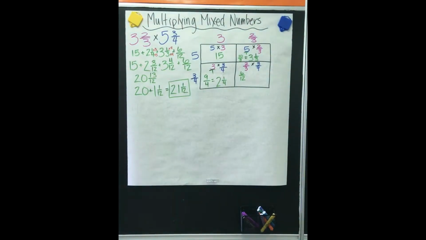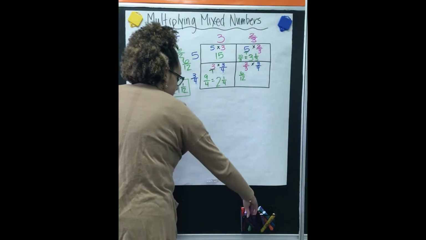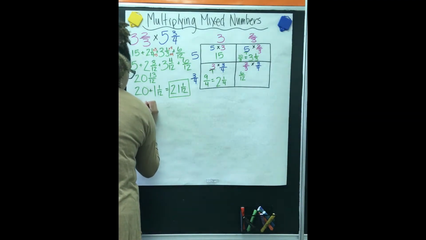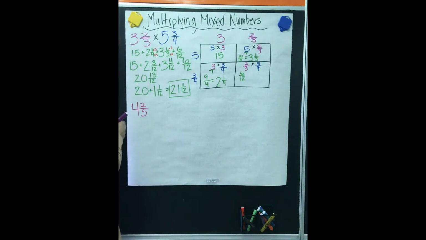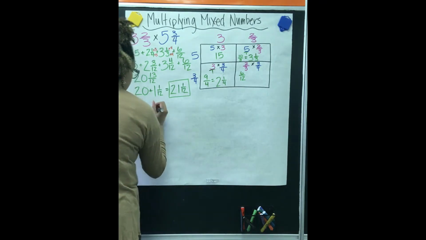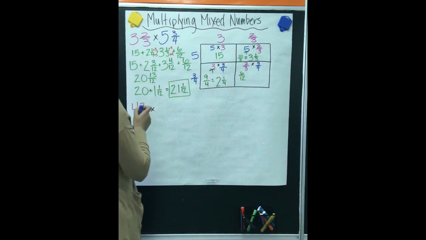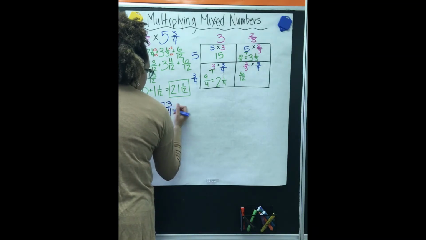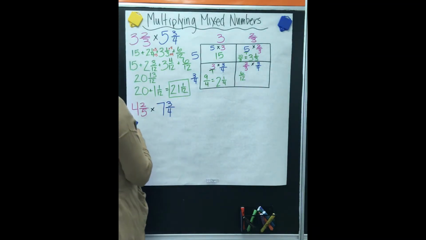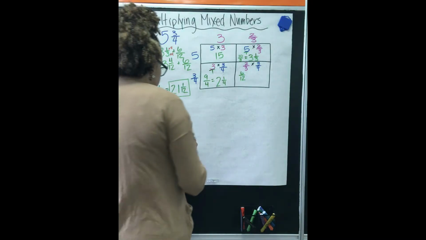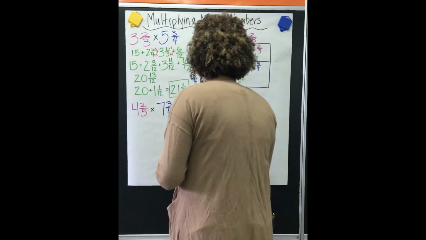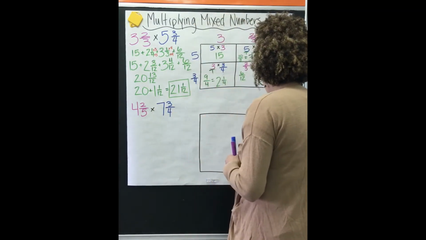Now we're going to do another problem. We're going to do 4 2/5 multiplied by 7 3/4. We're going to draw an area model, so we don't forget any of the pieces.